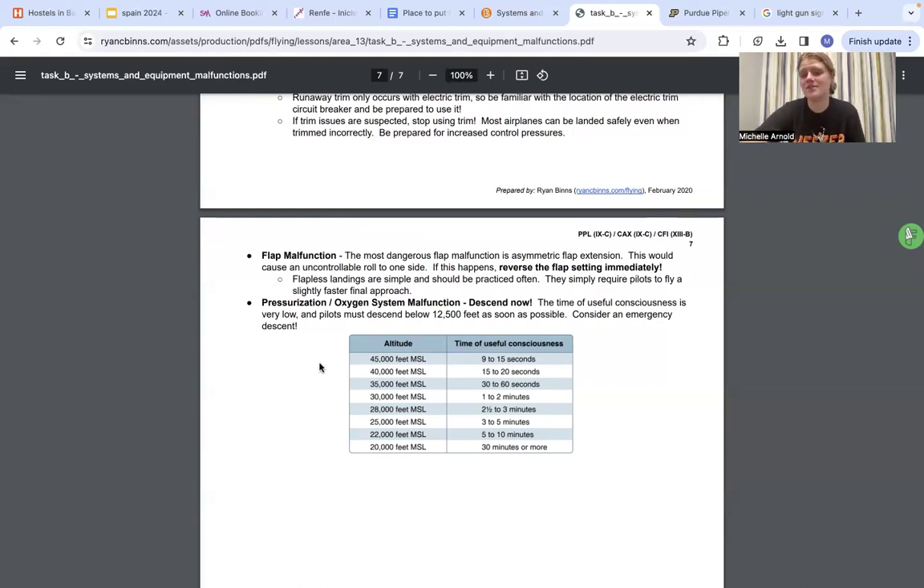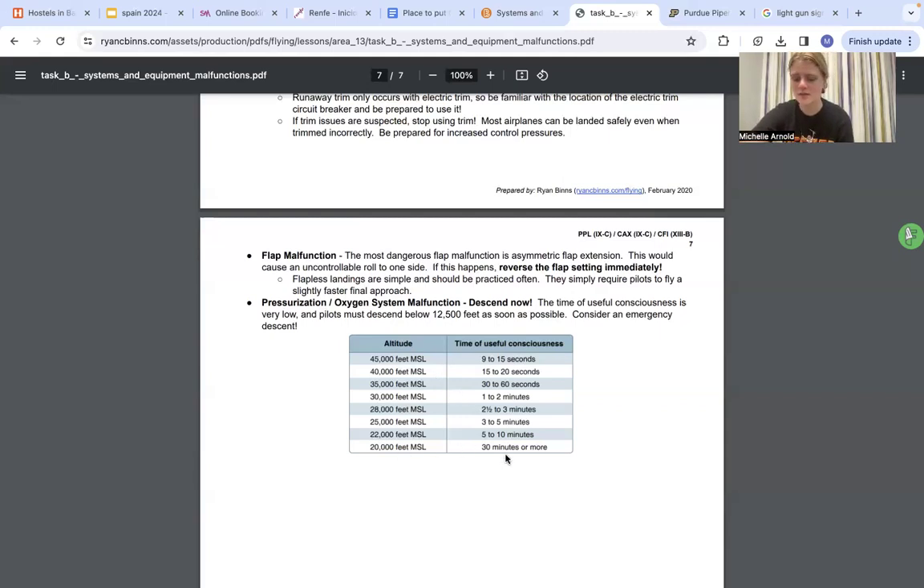Pressurization and oxygen system malfunctions. So if you are at an altitude where you have to use the pressurization or oxygen system, and that starts to malfunction, start descending immediately. You want to descend below 12,500 as soon as possible, because that is the altitude that you need to start using oxygen. You can look at this chart to get an idea of how much useful consciousness you have once the oxygen system malfunctions. We won't be going anywhere near these altitudes, but for future reference, your useful time of consciousness exponentially decreases as you increase in altitude.